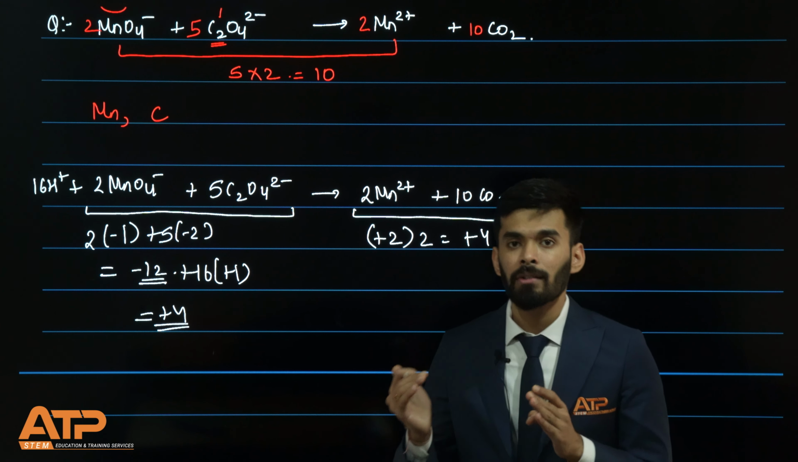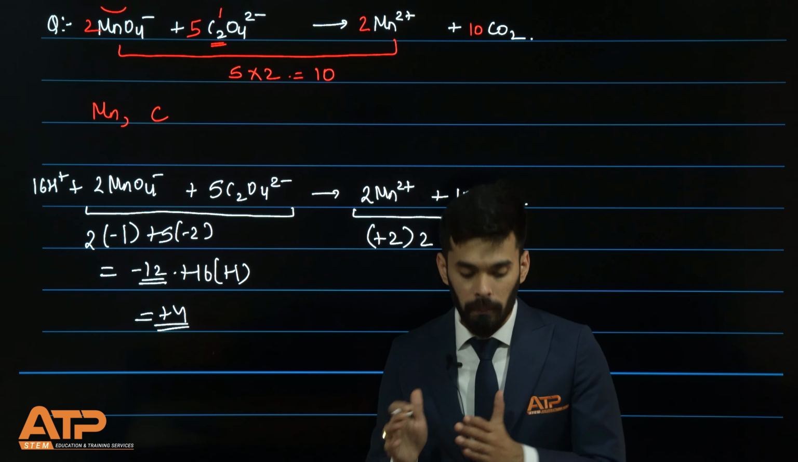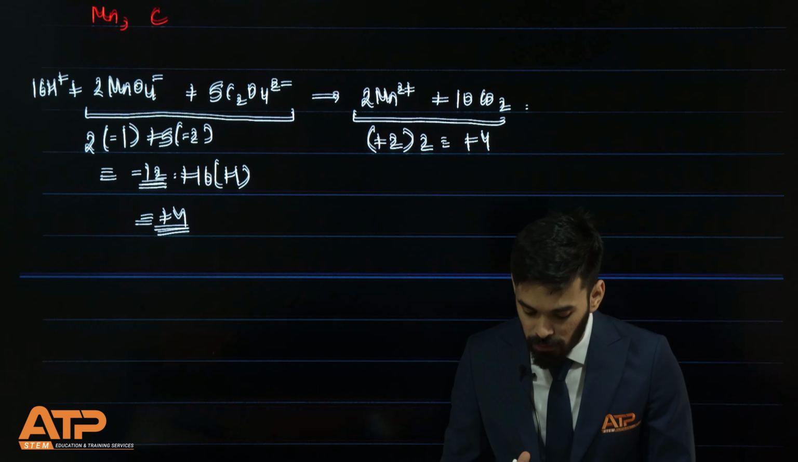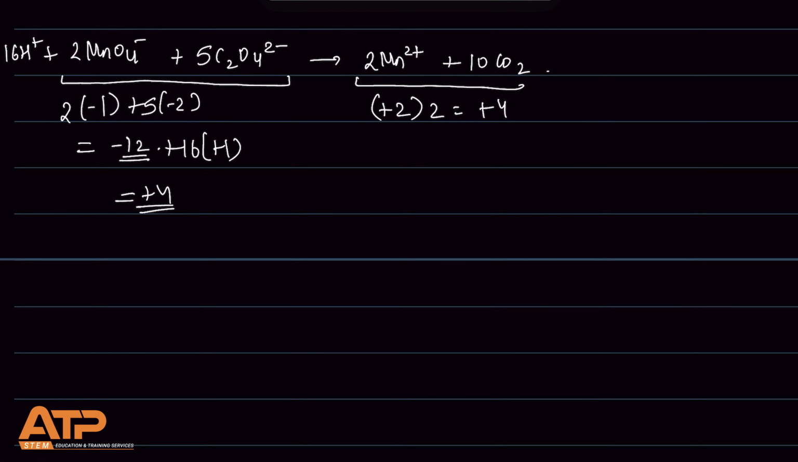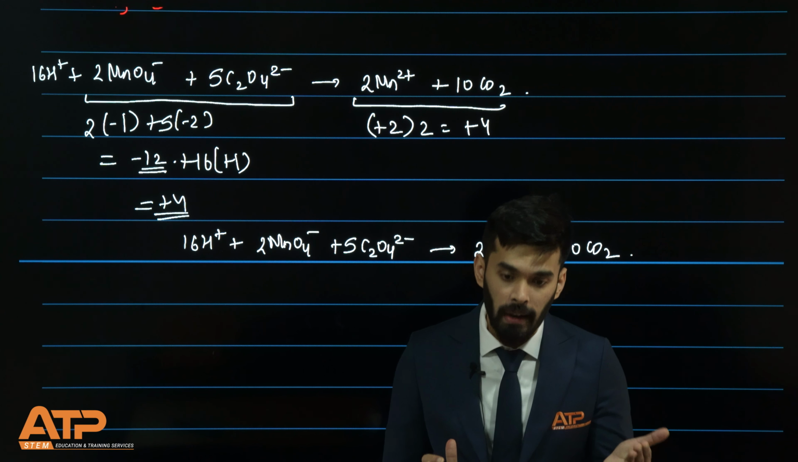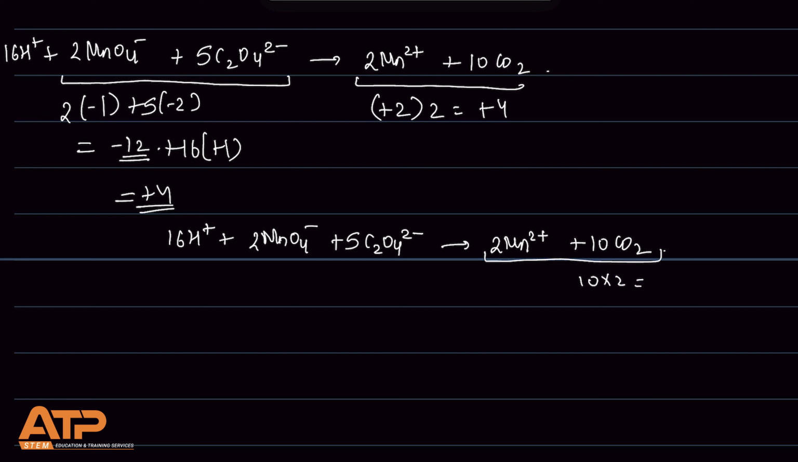Let's move on to the fourth and the final step, that is to balance hydrogen atoms and oxygen atoms using water. So let me very quickly rewrite this equation and then we will balance hydrogen and oxygen atoms. So the equation is 16H^+ + 2MnO4^- + 5C2O4^2- gives us 2Mn^2+ + 10CO2. How many oxygen atoms are there on the product side? So oxygen atoms here are 10 into 2, so that is 20.